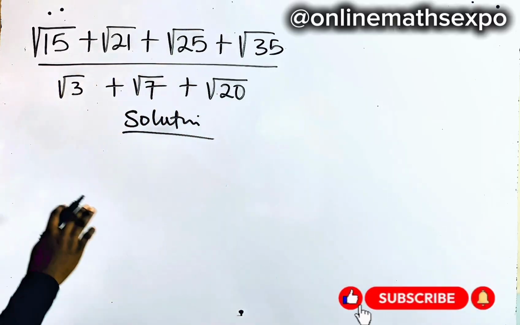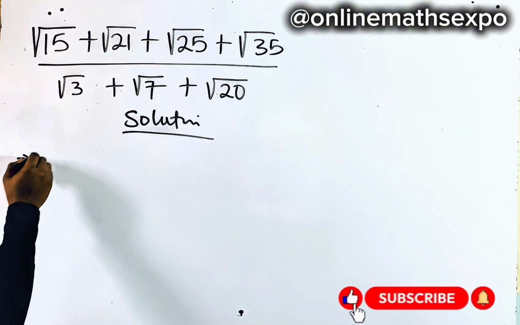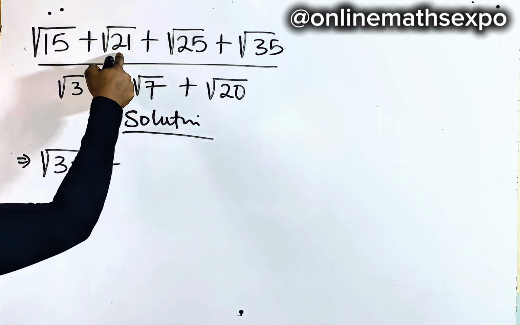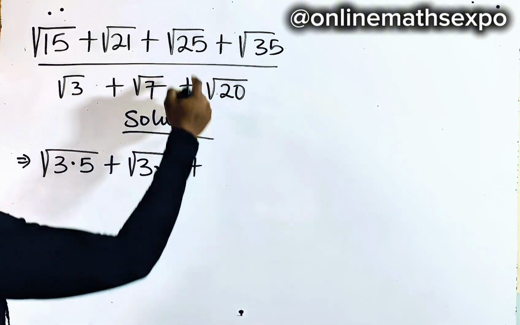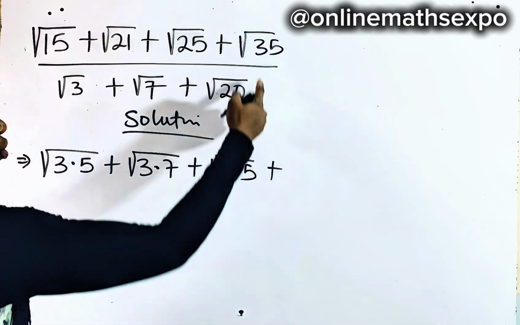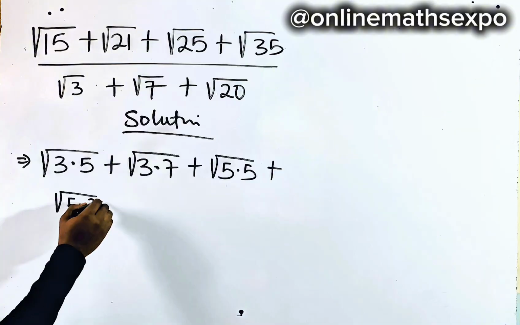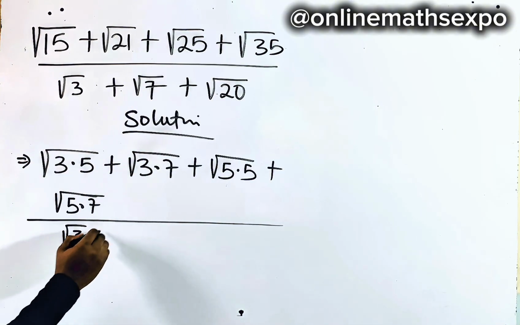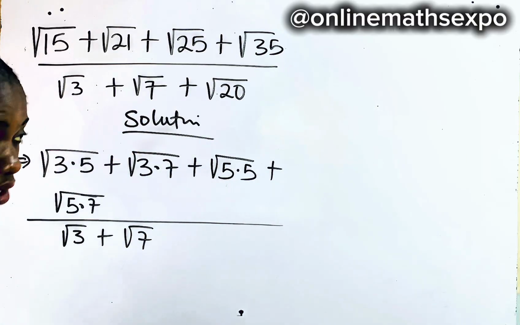So this is what we have. We are going to rewrite this to help us to solve. For this, it is the same as root 3 multiplied by 5 plus root 3 multiplied by 7 plus root 5 multiplied by 5 plus root 5 multiplied by 7, and all these are divided by root 3 plus root 7. These ones are basics. You cannot simplify more.